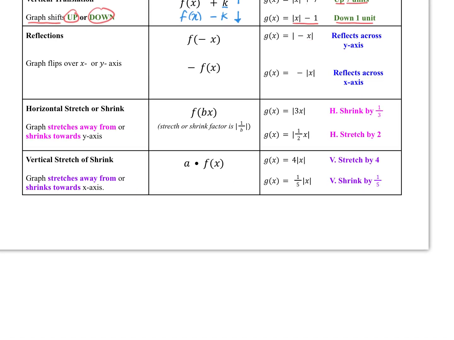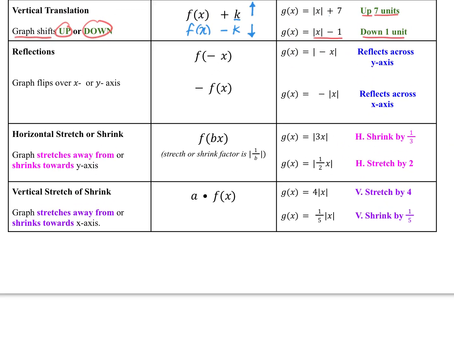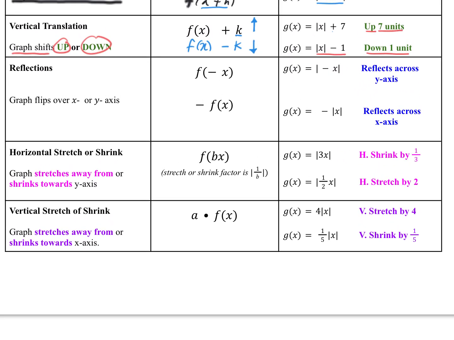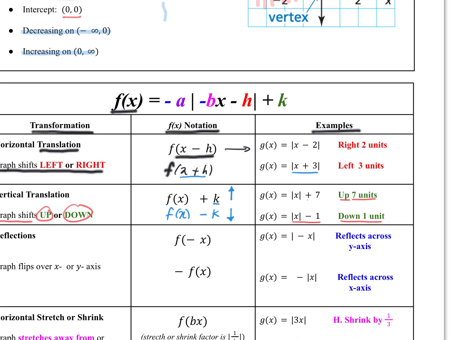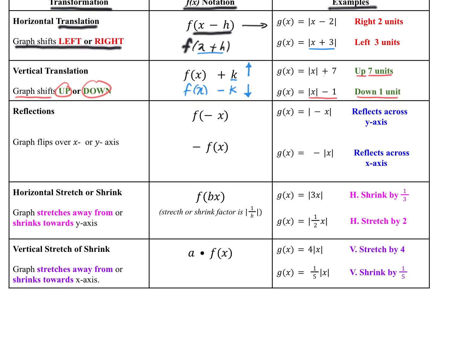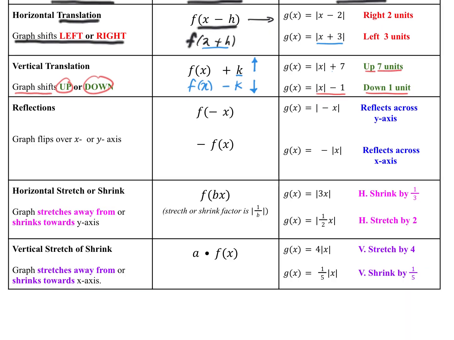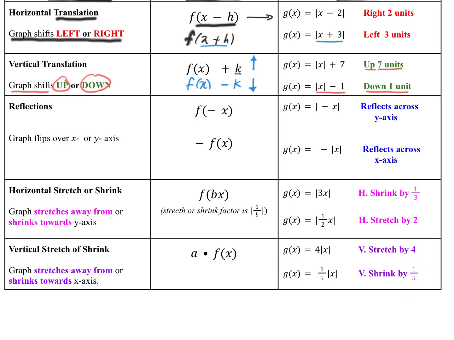Okay, so let's look at your reflection. Reflection happens when, if you're going to look at your A in here, the A is going to be negative, or when your B in here is going to be a negative value. Okay, so let's look at reflection. It says here that reflection means that the graph is going to flip over the X or Y axis.